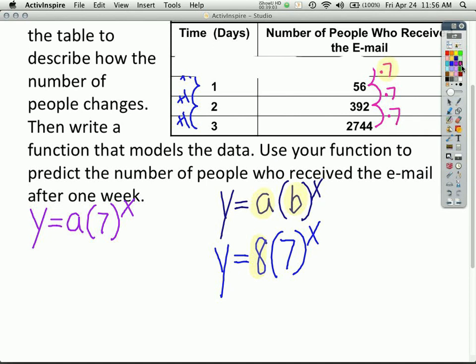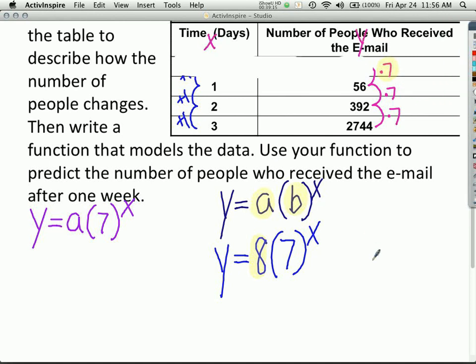It's something you've done before. Pick an ordered pair and plug it in. This is x, and this is y. Pick an x and a y. Here we go. 1, 56. Ready? Watch this. Follow along with me. Y is 56. A is what we're looking for. X is 1. Now solve that.